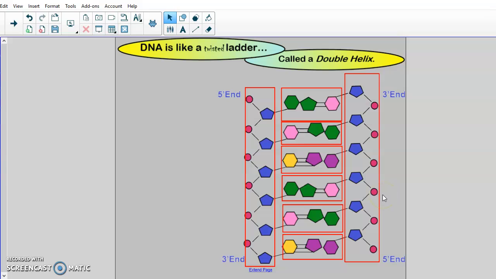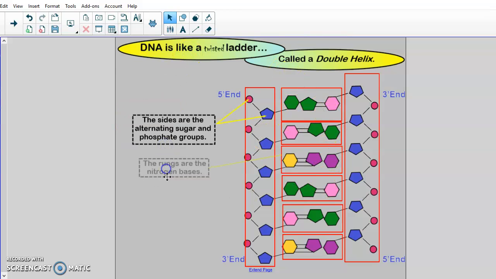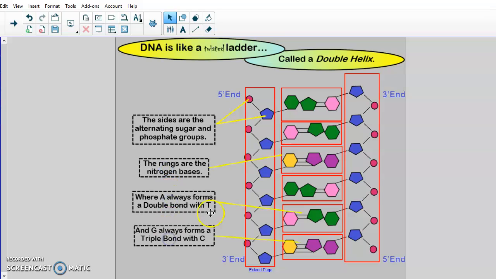So DNA is like a twisted ladder. Its shape is called a double helix. That'll be important when we start talking about replication and when we start talking about the polymerase chain reaction. It kind of looks like this. I'll show you a picture of the double helix in just a second. But here's kind of how it works.